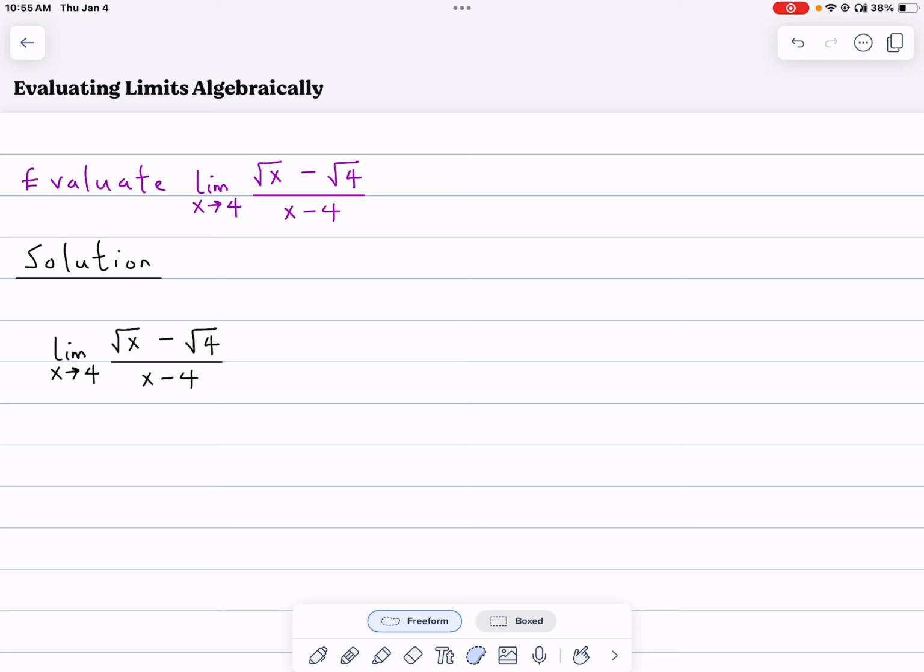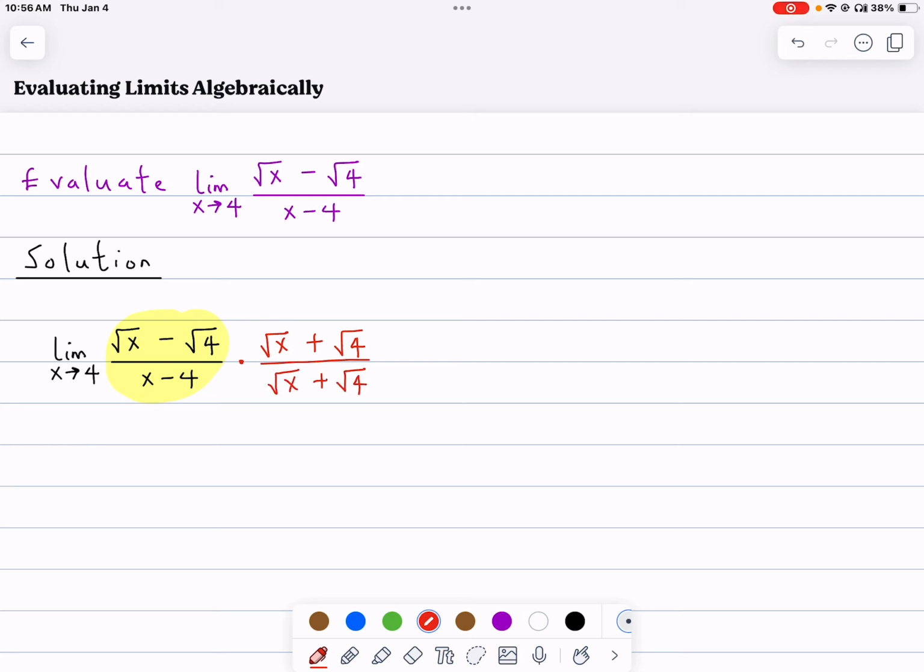Okay, since we have a radical in the numerator of the rational expression, this is the rational expression I'm talking about. To evaluate a limit like this, we can multiply the top and the bottom, that is the numerator and the denominator, by the conjugate of the numerator. And this is the conjugate of the numerator. So what do I mean by the conjugate of the numerator?